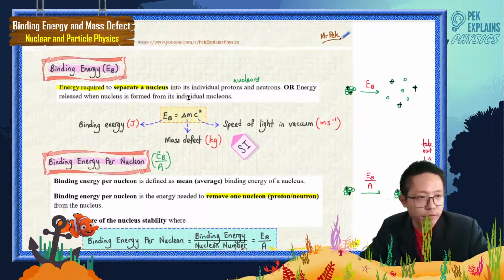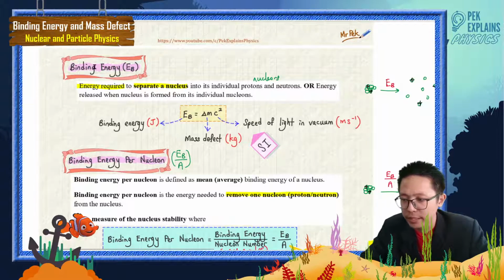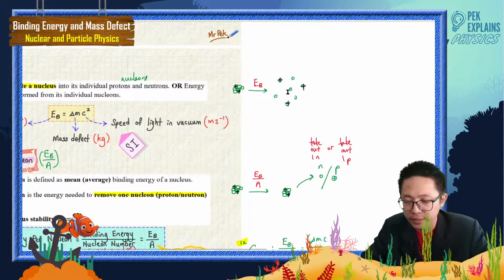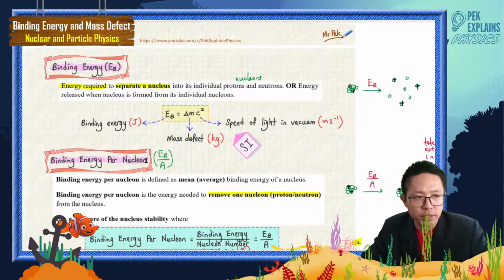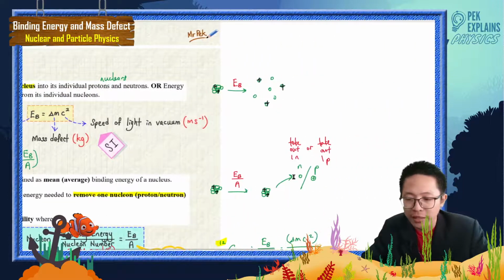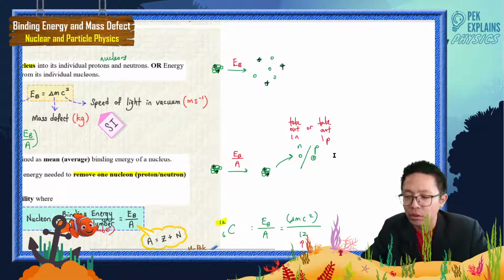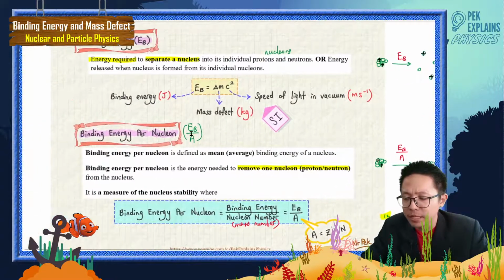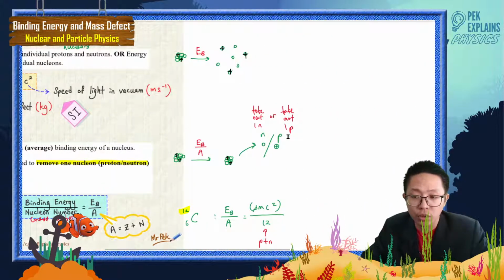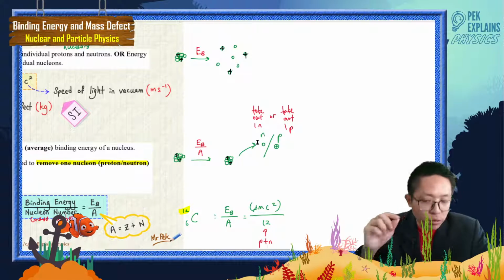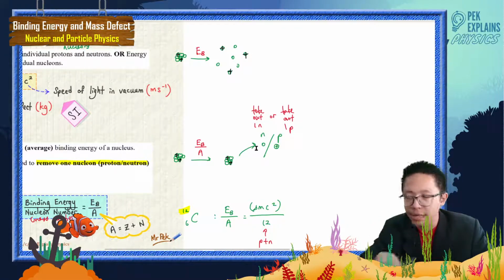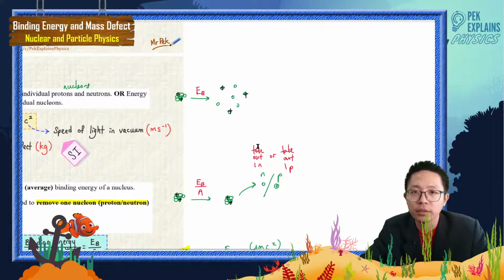So understand the difference between binding energy and binding energy per nucleon. Binding energy is to separate the whole nucleus, but the binding energy per nucleon is to take out just one nucleon, take out one neutron, or take out one proton. The binding energy per nucleon for a neutron or a proton is the same. Although we know that a neutron has a neutral charge and a proton has a positive charge, the energy required to remove one neutron or one proton is equal.